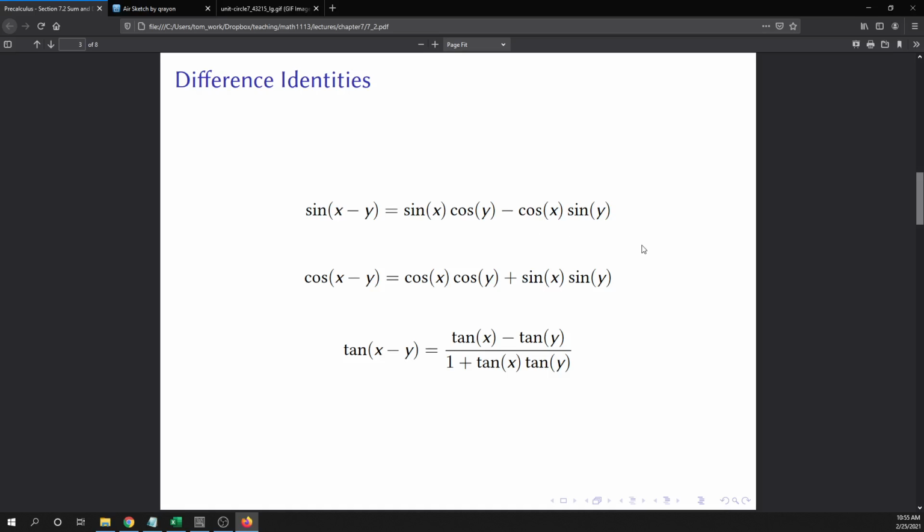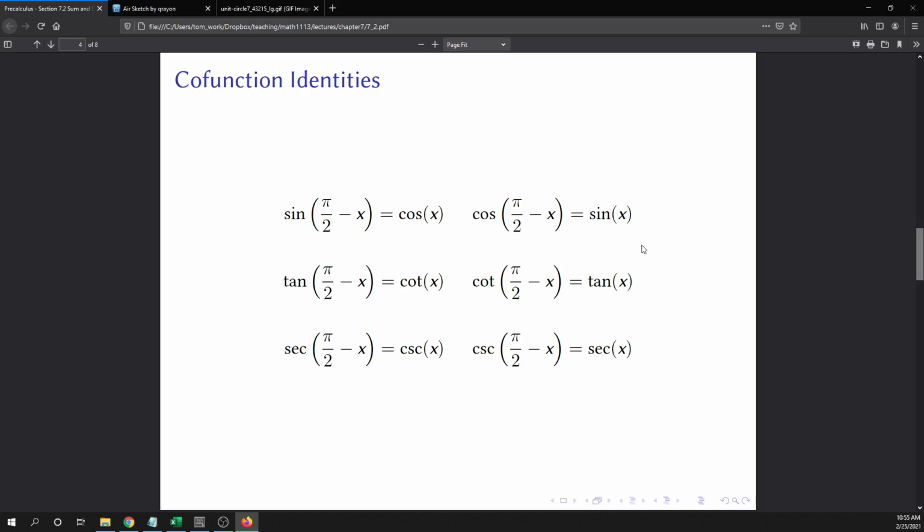Related to these difference identities are the cofunction identities. Here are the cofunction identities for all of the six trig functions. You can see that on the inside of these cofunction identities, you have pi over 2 minus x. This tells you the relationship. We have sine, and its cofunction is cosine. Tangent, its cofunction is cotangent. Secant, its cofunction is cosecant, and vice versa as well.